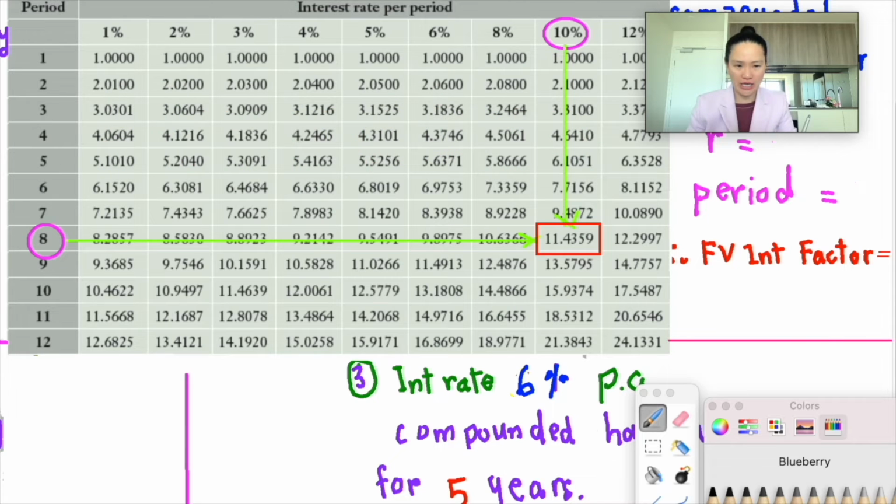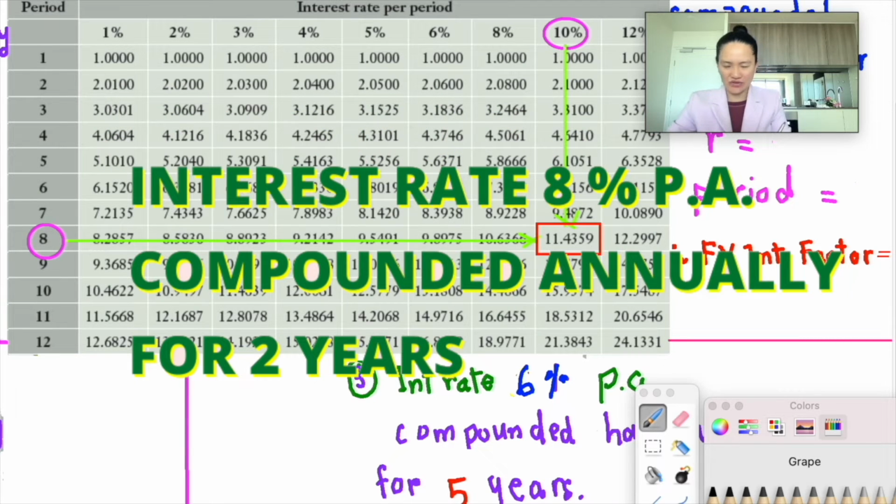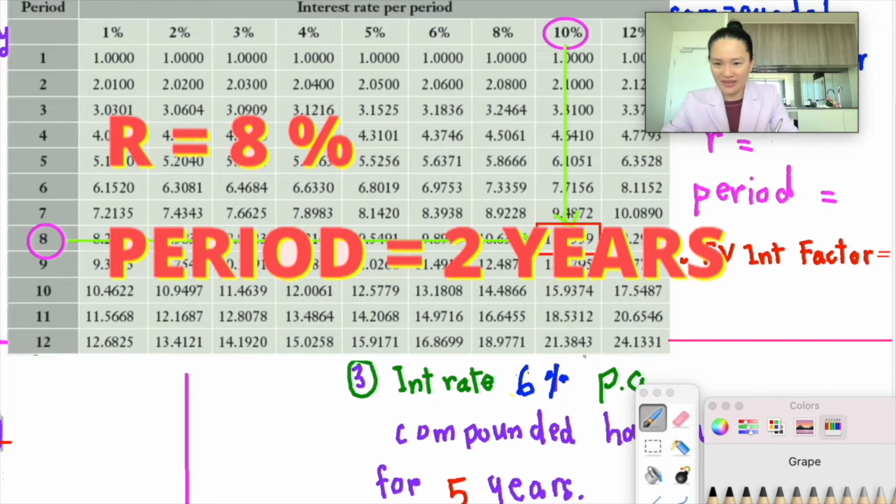What do we have from here? We have the interest rate 8% per annum, again per year, and it's compounded annually. So that means in 1 year, compounded annually. Okay, let me underline here. Compounded annually: 1 year compounds just one time, for 2 years. What we are going to do next is we know exactly that our rate is 8%, and the period is 2 years compounded annually. So the period is 2. Okay, find our 8% and 2 together.